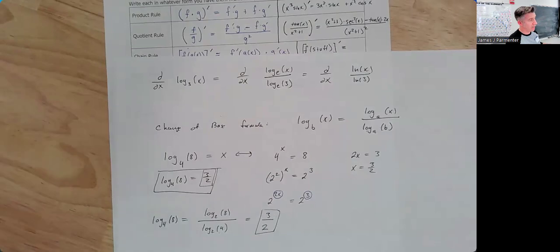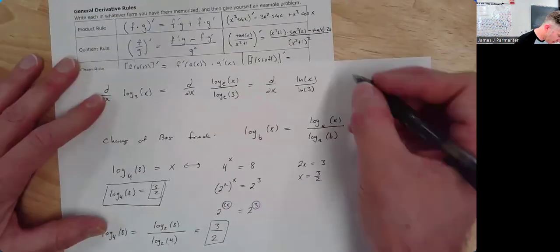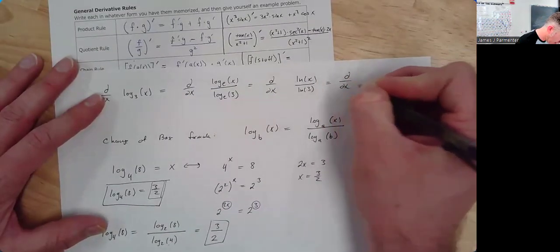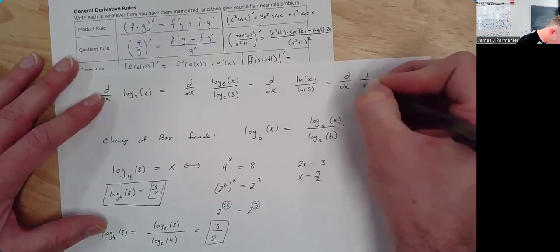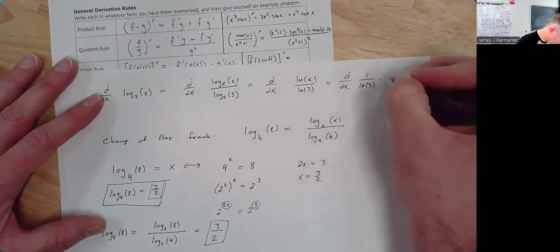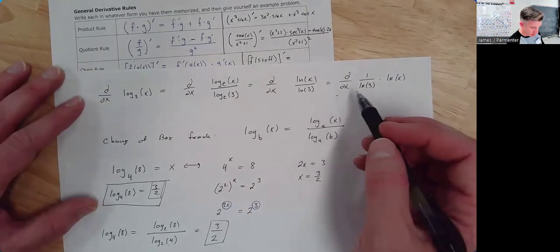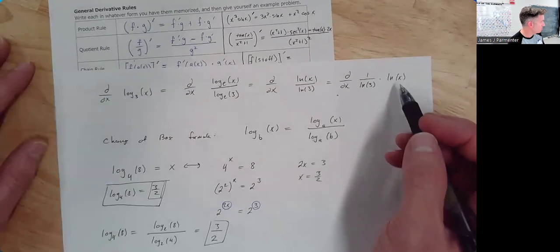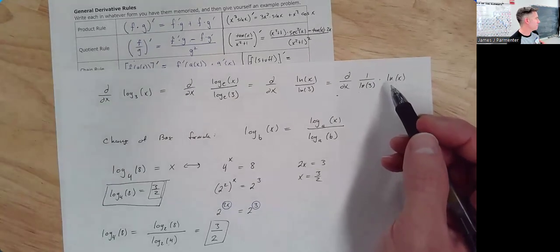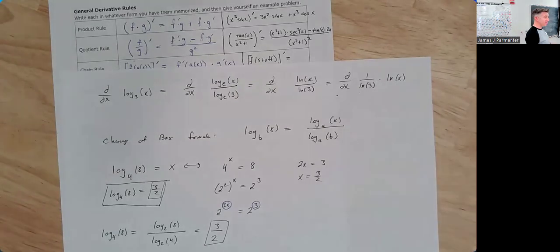And here's something that's useful to know. I shouldn't use the quotient rule because my denominator is just a constant. So I should really think of this as the derivative of the constant 1 over natural log of 3 times the function natural log of x. When you take the derivative of a constant times a function, what does the constant do? I like to say this is true for derivatives and antiderivatives: constant multiples like to hang out.